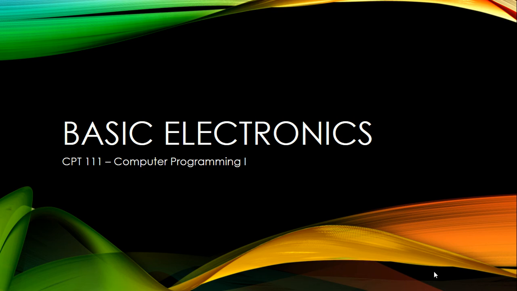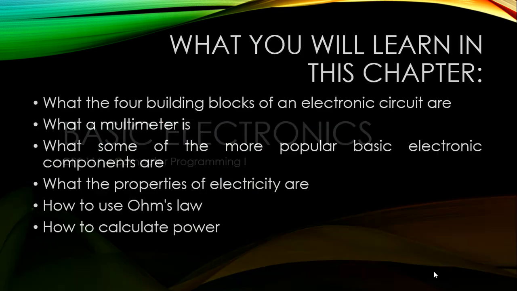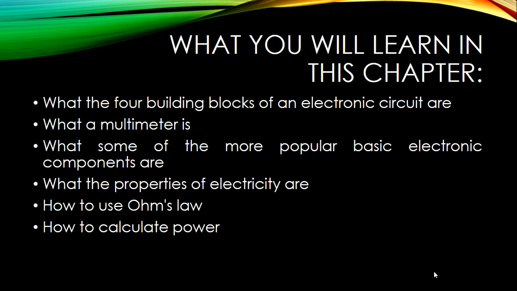But before we go to the programming part, let's first learn about basic electronics, because we're going to deal with different electronic components that will be used in the setup of an Arduino project. So let's start with chapter 2, basic electronics. In this chapter you will learn what the four building blocks of an electronic circuit are, what a multimeter is, what some of the more popular basic electronic components are, what the properties of electricity are, how to use Ohm's law, and how to calculate power.